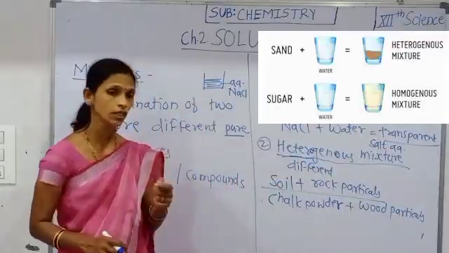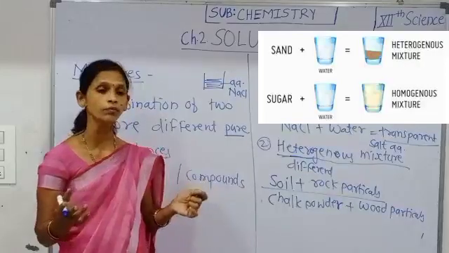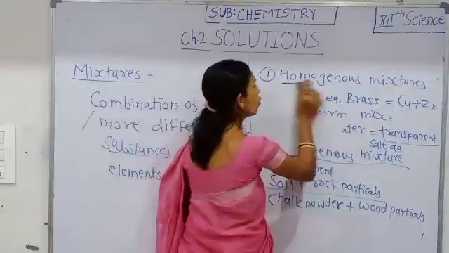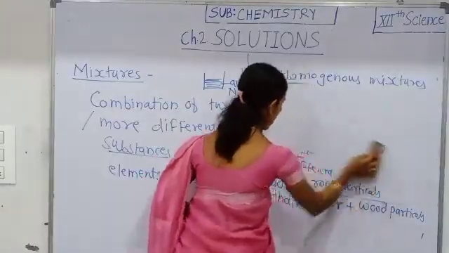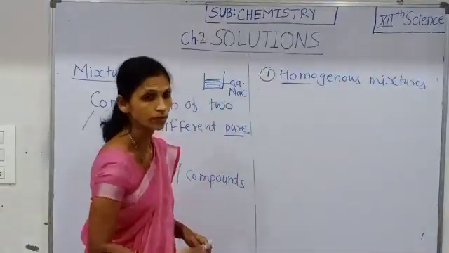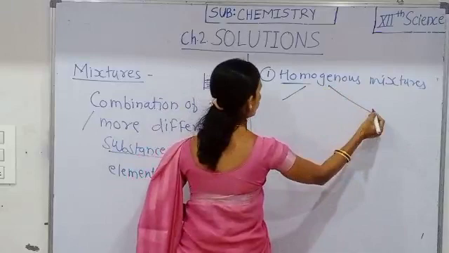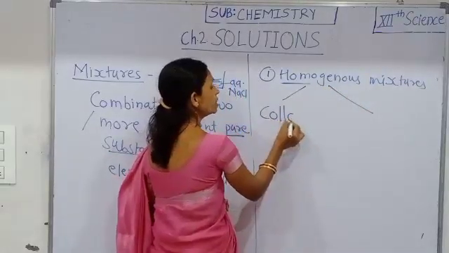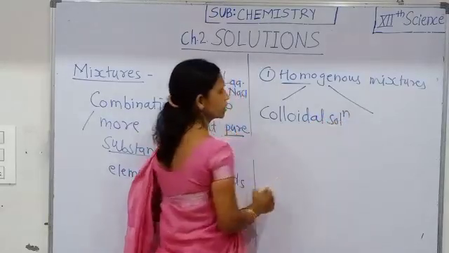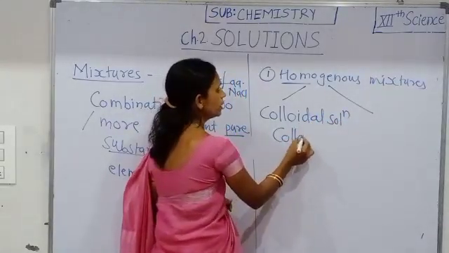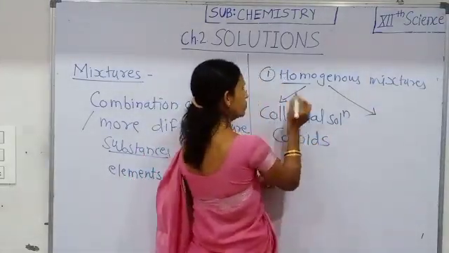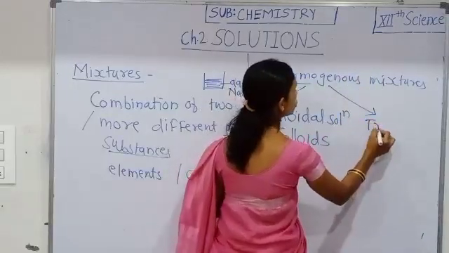Of these different types of mixtures, we have to discuss the homogeneous mixture. Homogeneous mixtures are generally of two types. We have already studied about them in 11th standard: the colloidal solution or mixture, simply known as colloids, and the other type of homogeneous mixture, the true solution.